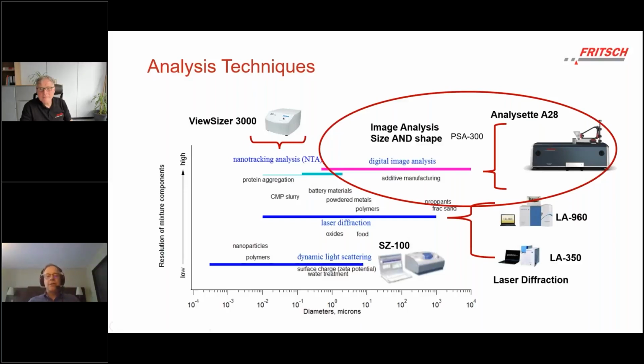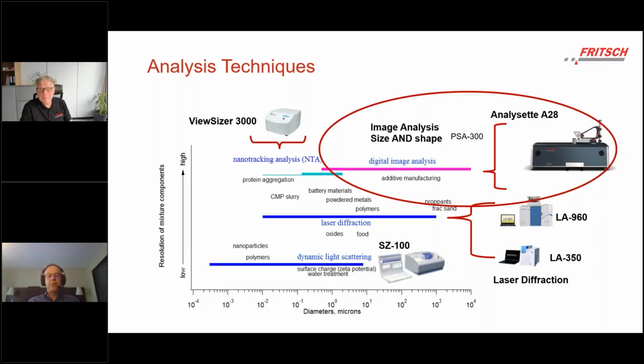Okay, so let's get a little perspective. If you've been around particle analysis, you'll see that there's just a large range of instruments with various capabilities. And I like to make this kind of a chart as a cheat sheet where I list particle sizes across the bottom. So this is a nominal diameter in microns, going from, say, sub-nanometer up to tens of millimeters. And then resolution of mixture components, which is one measure of particle sizing or particle analysis performance.